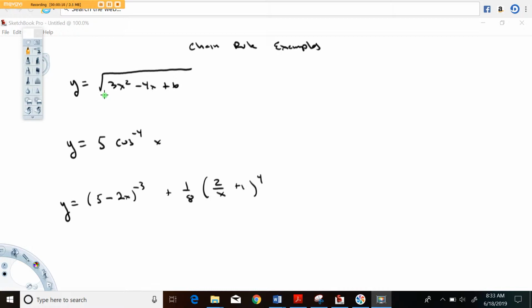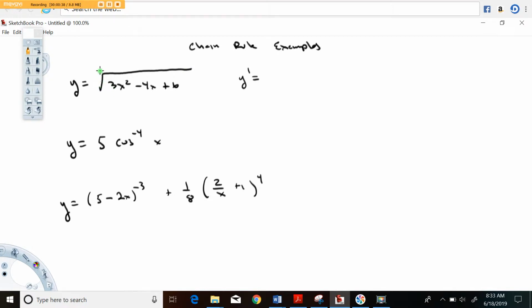So if y is equal to the square root of 3x squared minus 4x plus 6, and we want to differentiate it, that is, find y prime, there's a couple different things going on here. You have this polynomial-looking thing inside, and that's one function, but you also have this square root function applied to the outside. And when you differentiate, you typically work outside in.